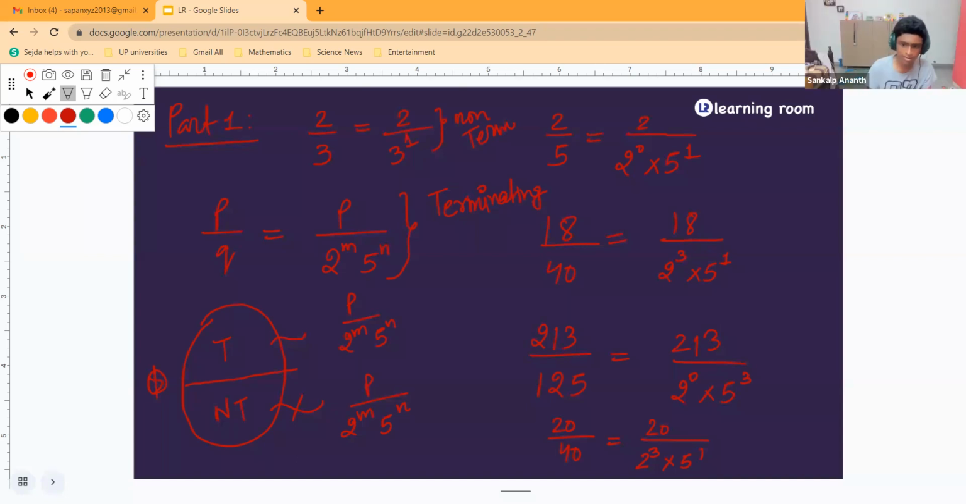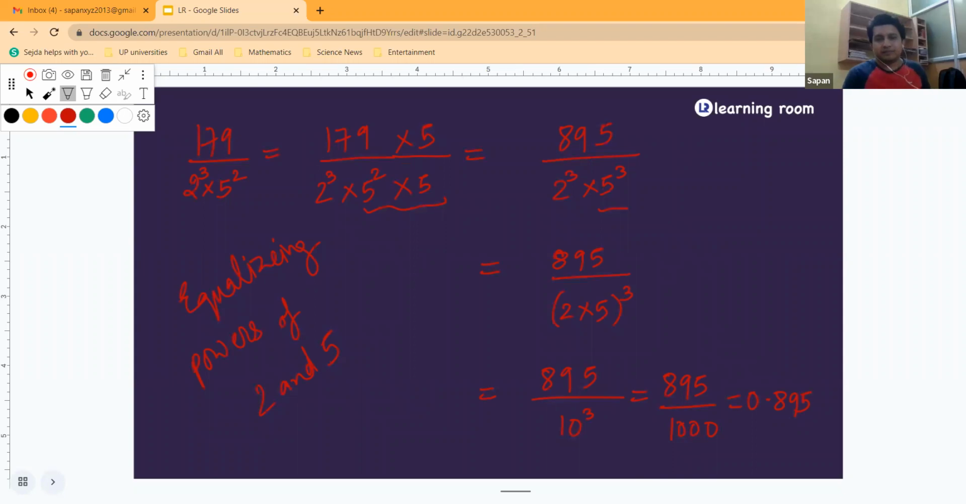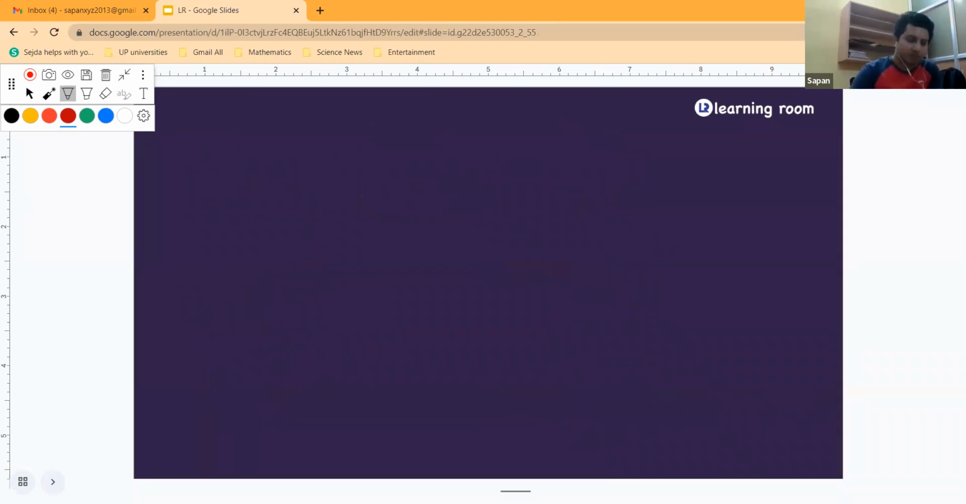Can you stay on this slide for once? Which one? This slide. Take a screenshot. Okay. Now let's see whether you can do this problem and identify whether this number is terminating or not.